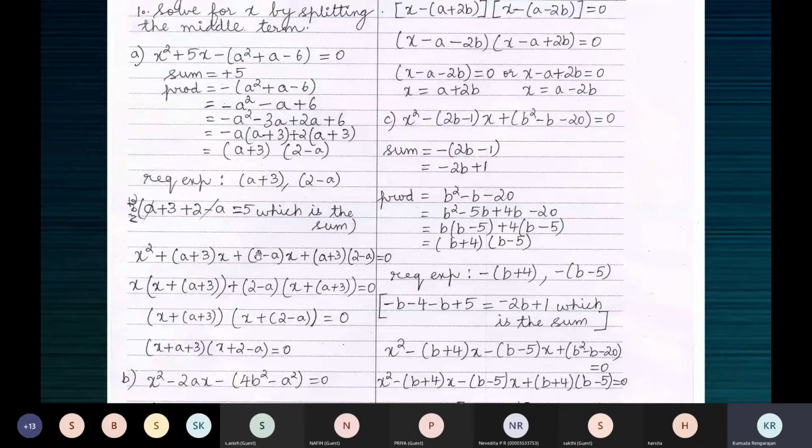Children, see, how do you make out the term? This is the first term. x square is the first term. This is the second term. This x term is the second term. This is the third term. This one is the third term. 2 minus A of x. This is the third term.